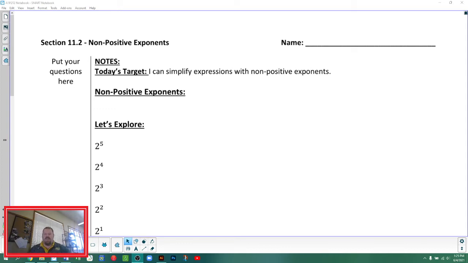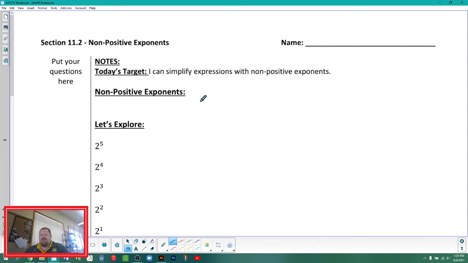Hello and welcome to the section 11.2 lecture today. Today in Algebra 1 Part 2, we're going to be looking at some non-positive exponents. And so for non-positive exponents, what does it mean by non-positive? It means numbers that aren't positive. And so that's going to include 0 and any negative numbers.